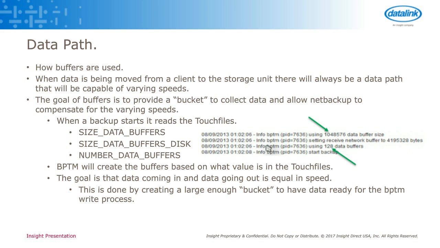So the goal of buffers is to provide a bucket to collect the data and allow NetBackup to compensate for the varying speeds. When a job starts up, it's going to read these values and set them, and it's going to create these buffers in memory. The goal of the buffers is to create data reserves so that the process writing out to the storage unit never has to wait for data, while at the same time, a client providing data never has to wait for room to put that data in.